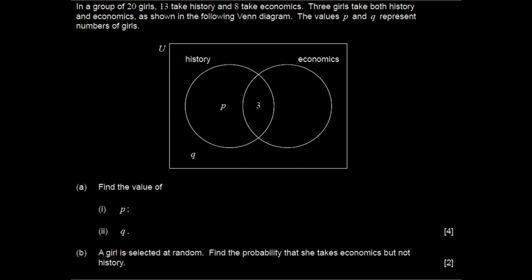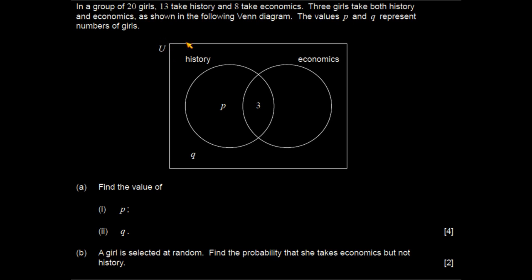Okay, so in this question it says, in a group of 20 girls, 13 take history and 8 take economics. 3 girls take both history and economics as shown in the following Venn diagram. Values of P and Q represent numbers of girls. Alright, so we've got our Venn diagram here.